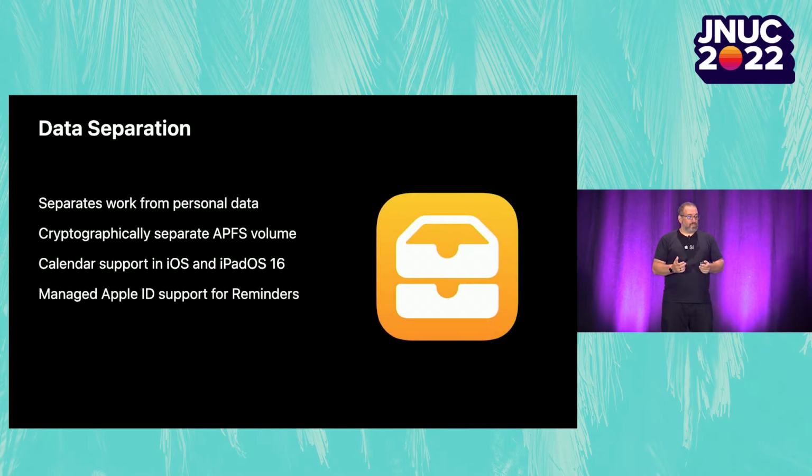Data separation creates a separate and secure APFS volume for organization-owned data from managed apps and managed accounts, keeping personal content away. In iOS and iPadOS 16, Calendar will support full data separation with devices using user enrollment. When the user signs in with a managed Apple ID, the app will create a second database containing all the events and metadata for your own organization's calendars.